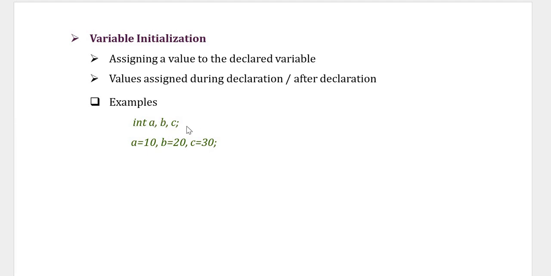This first line is nothing but the variable declaration. Now in the second line, I am assigning some values using the equality operator: a equals 10, comma, b equals 20, comma, c equals 30. This is nothing but assigning a value to the variable, so this is called variable initialization. The first line is variable declaration; next, variable initialization.